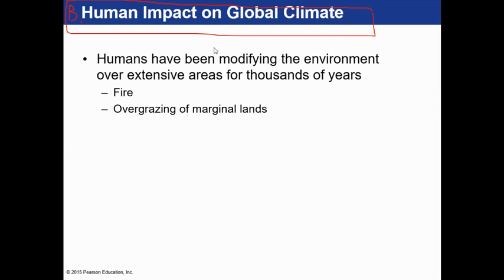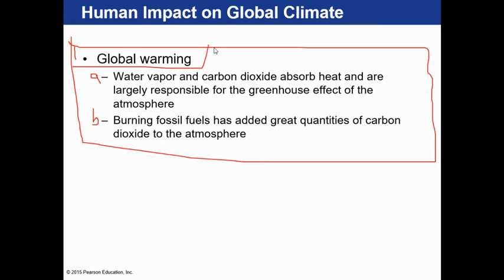It's going to be on not the climate types, but the human impact on global climate, which is also referred to as climate change. This is also the topic of your research project that you will be doing next week. So, what is global warming?